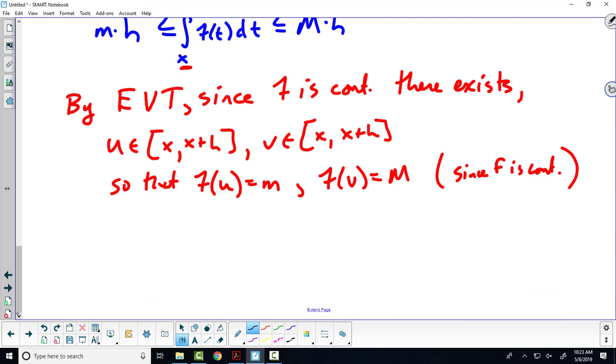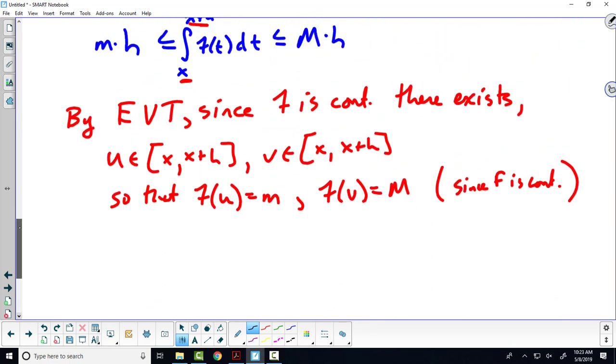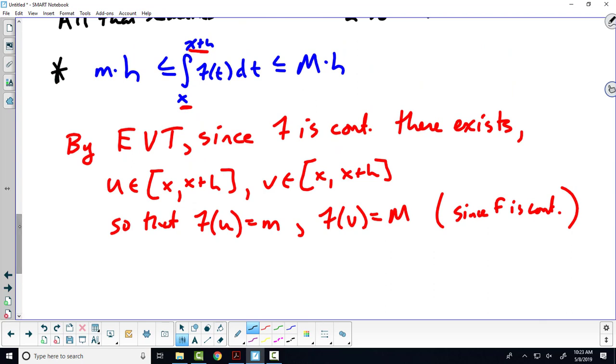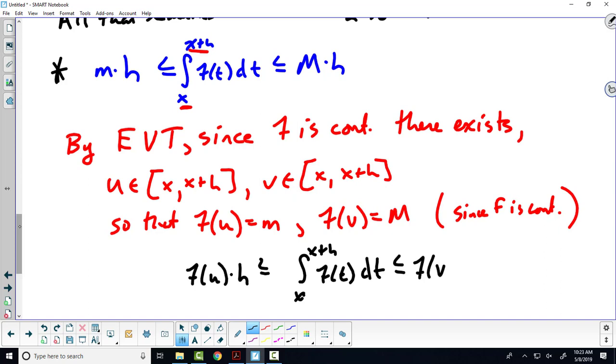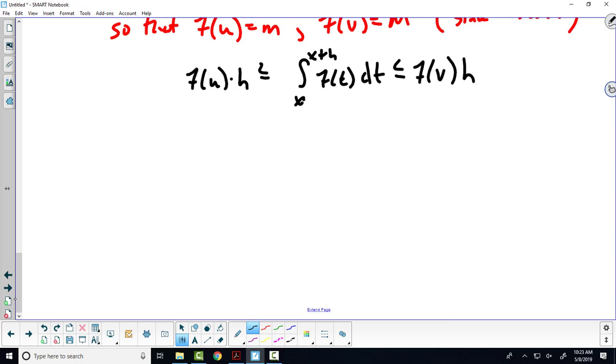All right, so returning to this statement right here, this line. I can rewrite this line as f of u times h is less than or equal to the integral from x to x plus h of f of t dt, which is less than or equal to f of v times h. All I did was replace the maximum and minimum with the actual output values in the function. So close, folks. I'd now like to divide all three sides of this by h.